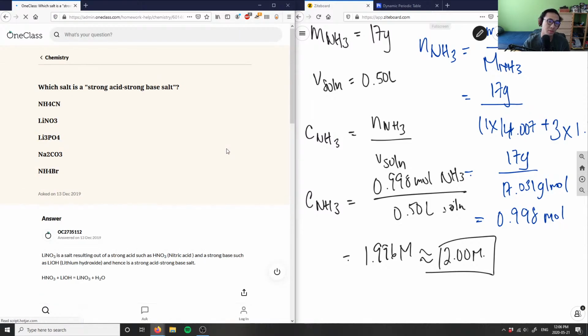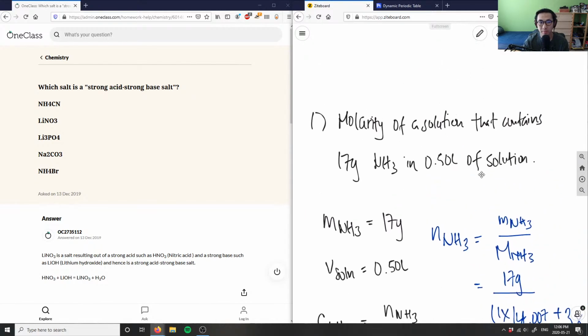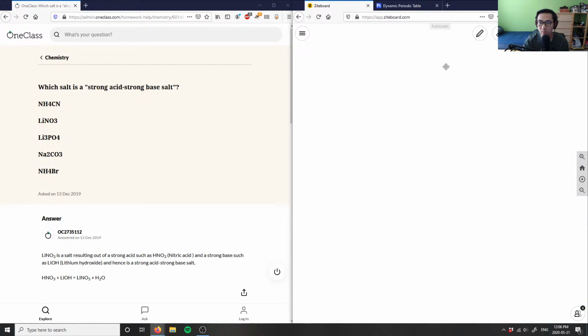So basically you find the moles and then you find the concentration after that. Very, very easy stoichiometric problem here. Okay, number 2, which salt is a strong acid, strong base salt?